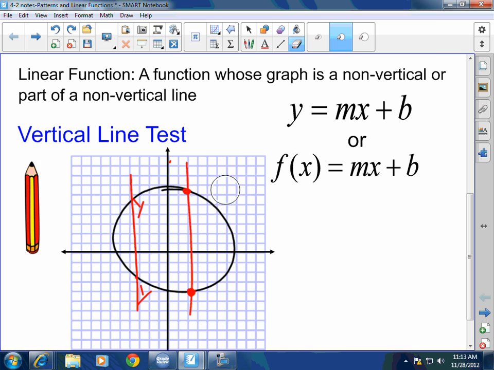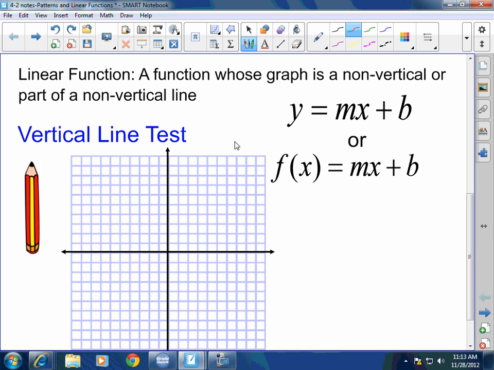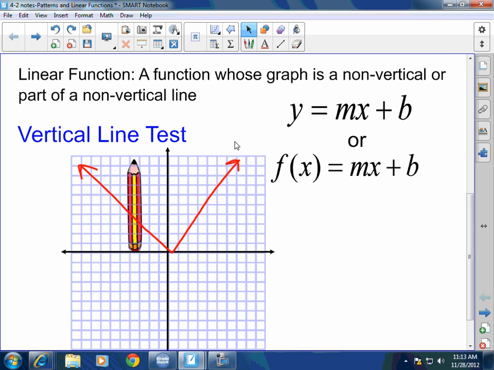What if I give you this? Does that pass the vertical line test? Yes. Every time I put the vertical line test, it only hits the graph at one spot. So that means there's only one y at any particular given x. Does that help you guys understand the definition now a little bit better? Yes? Does that make it a little easier to visualize?